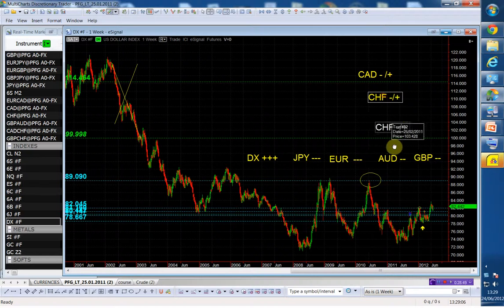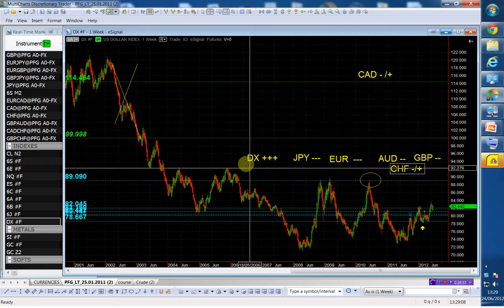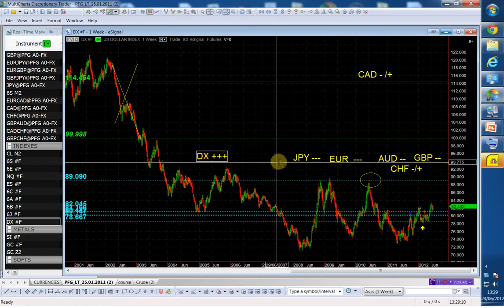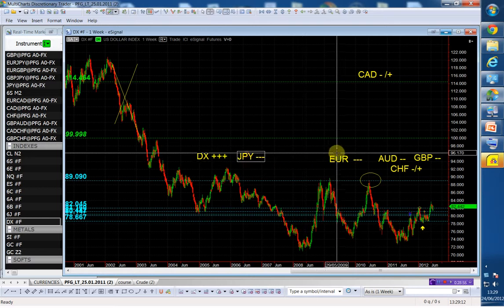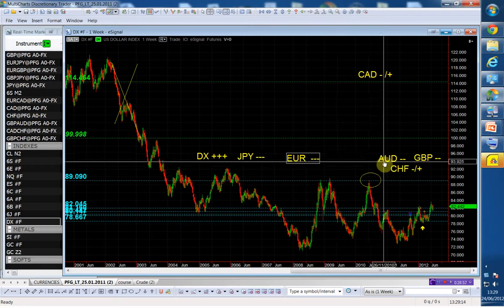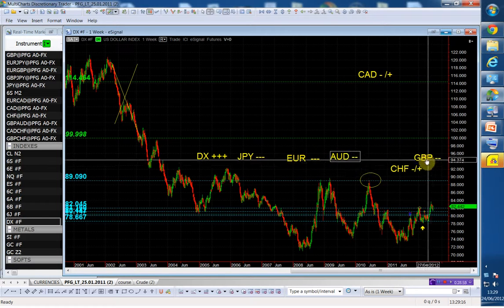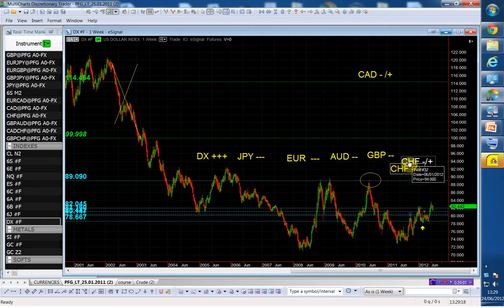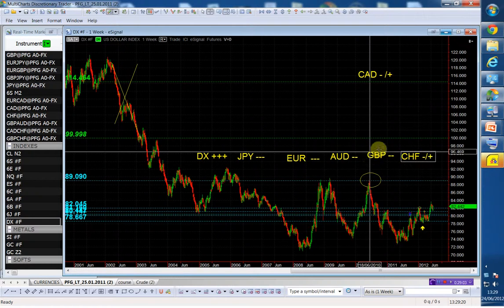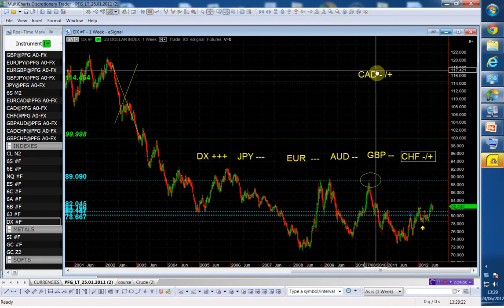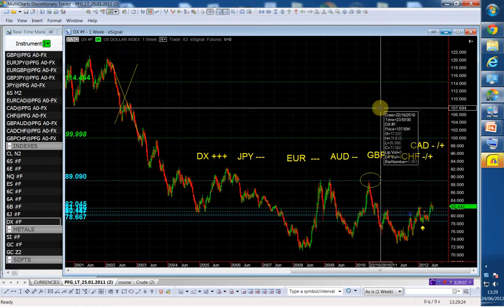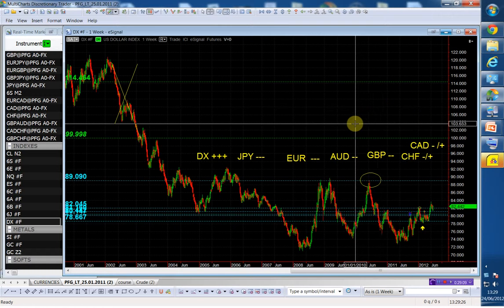We can also add to it selling the Swiss, but we're going to look for good entries before I start selling the Swiss. I would be selling the pound first before I sell the Swiss, and then also the same thing with the CAD.